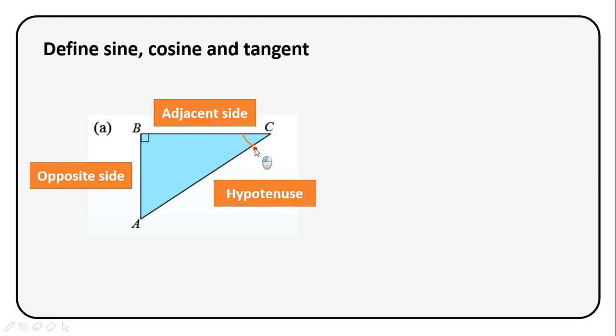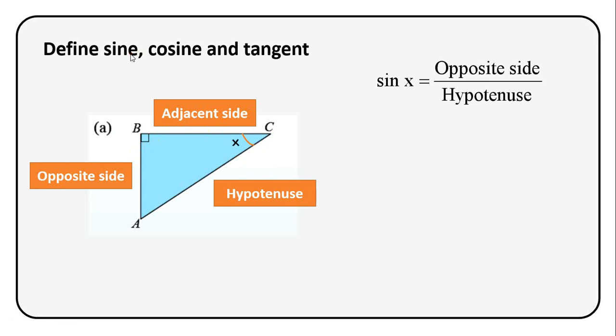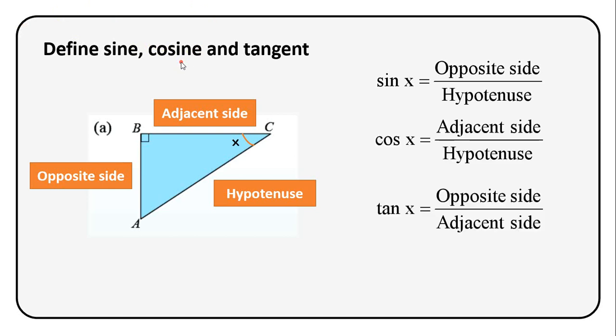Let's say this angle is x. So sine x equals opposite side over hypotenuse. Cosine x or cos x equals adjacent side over hypotenuse. And tangent x equals opposite side over adjacent side. Let's say sine x becomes s, cos x, c, and tangent x, t, opposite side o, hypotenuse h, adjacent side a.